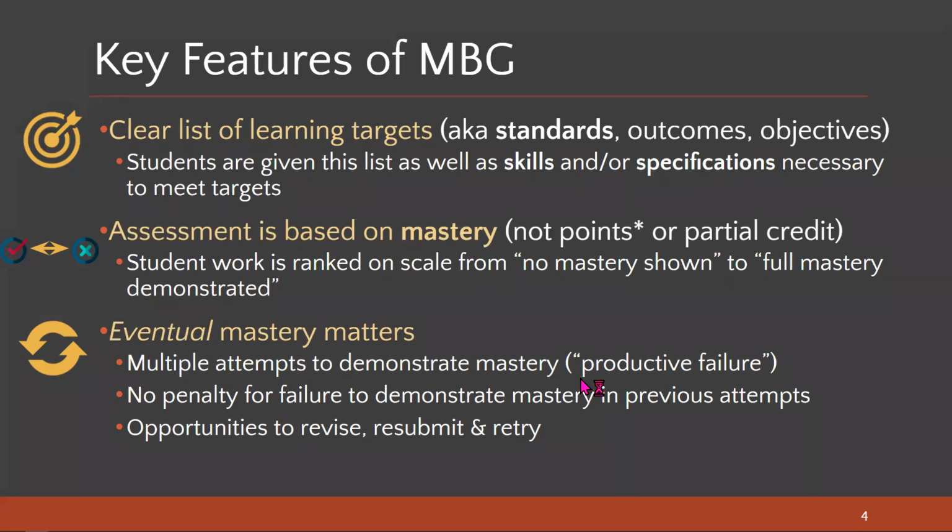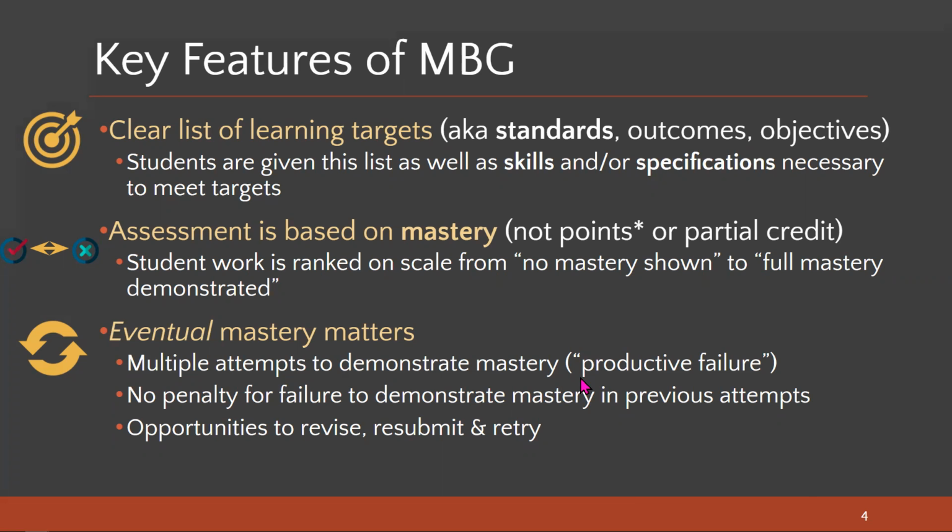In my opinion, these are the key features of mastery-based grading. You have to have a clear list of learning targets. Some people call them standards or outcomes or objectives, whatever you want to call them. Because I use Canvas, I call them outcomes because that's the language Canvas uses to track them. But the students have to be given this list, and any skills that they need, and possibly specifications if you're also doing specifications for certain assignments.